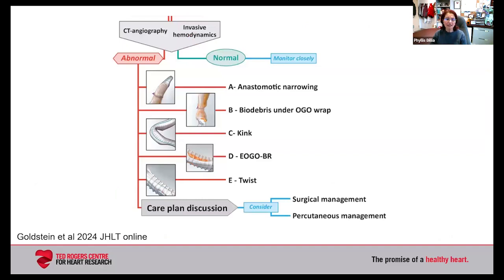And from a CTA, we can now characterize the type and the severity of the outflow graft obstruction. And this is important to know. Is it a twist? Is it a kink? Is it buildup of the bile debris, or is it a problem with the bend relief? This is very important because then this leads to actually developing a care plan and determining if it should be surgical, percutaneous, or following that patient in continuous monitoring.